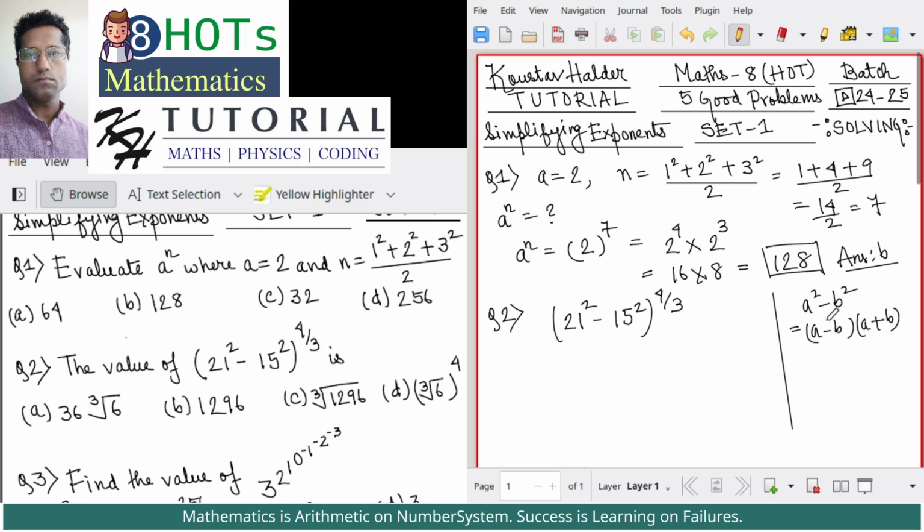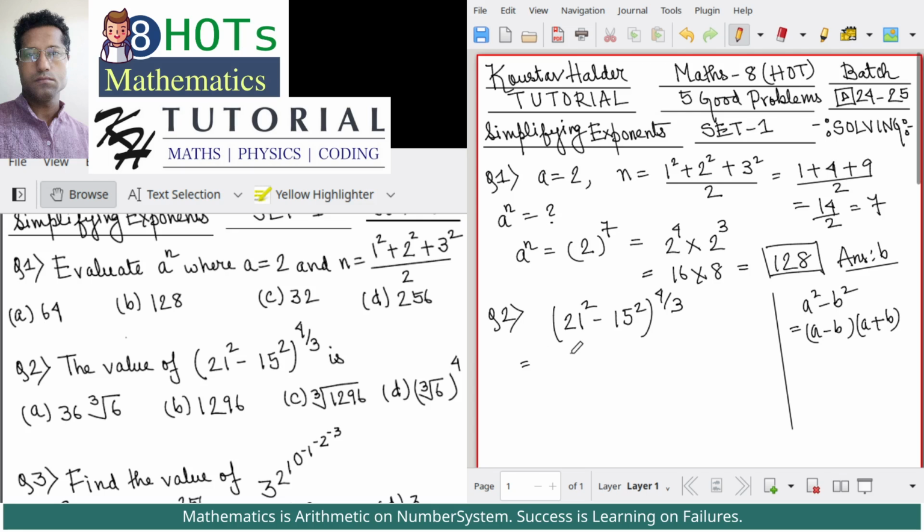Please do not try to find the square of a, the square of b, and then subtract the value of b square from a square. It will be time consuming if a and b are relatively large.